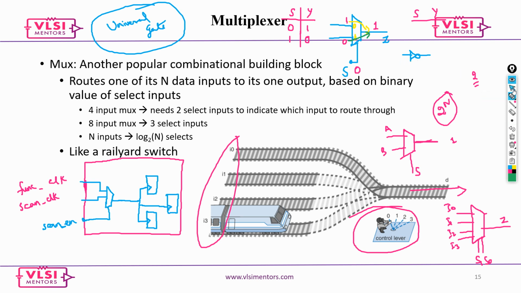Now for example, let's say you want to make it a buffer. How do you do that? How can you do this actually?